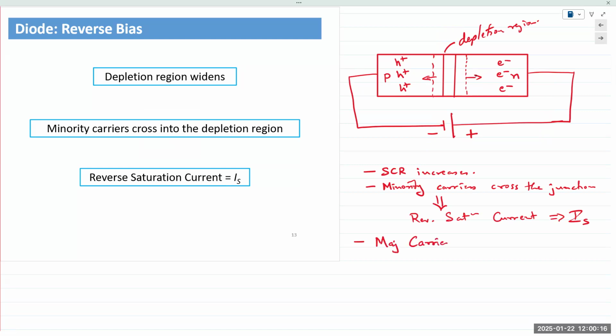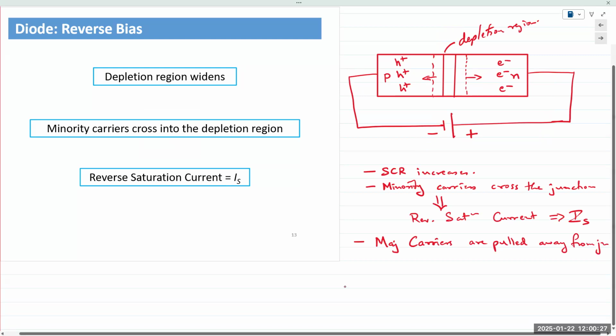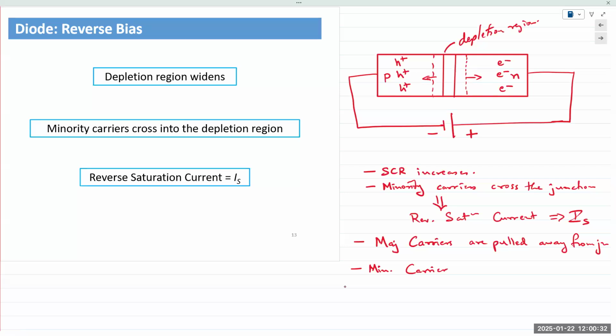So the question being asked is about reverse bias. Majority carriers are pulled away from the junction, and minority carriers are pushed towards the junction. It's the same effect that occurs in forward bias and reverse bias, except the majority charge carriers and the minority charge carriers switch places because of the polarity of the applied voltage. And so there's heavy current flow in the forward bias and very small current flow in the reverse bias. Does that make sense? Does that answer your question?